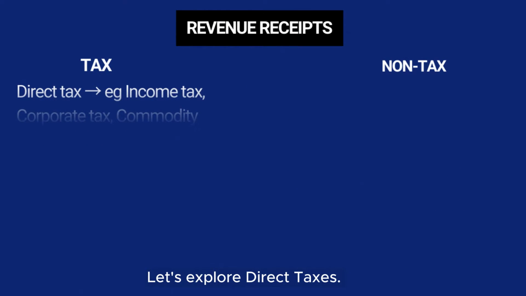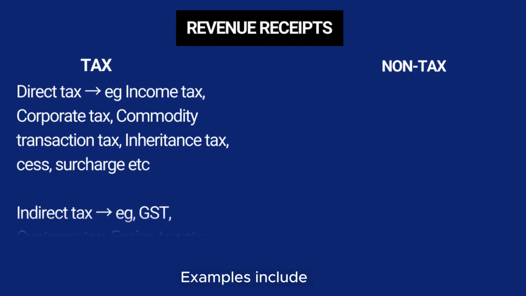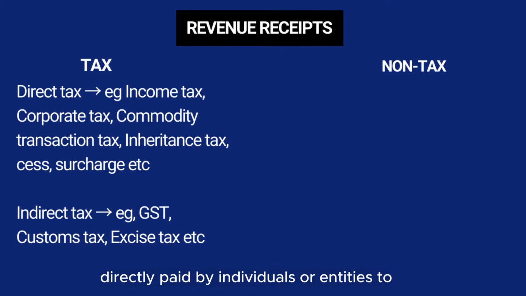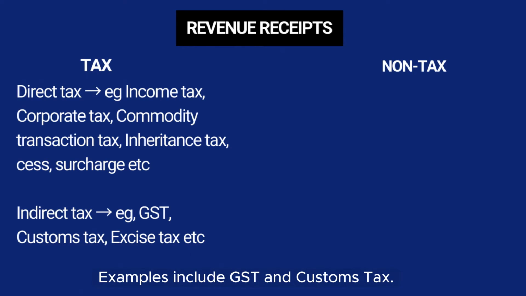Let's explore direct taxes. These are taxes directly levied on individuals or entities. Examples include income tax, corporate tax. Next up, we have indirect taxes. Unlike direct taxes, these are not directly paid by the individuals or entities to the government, but are collected by intermediaries. Examples include GST and customs tax.